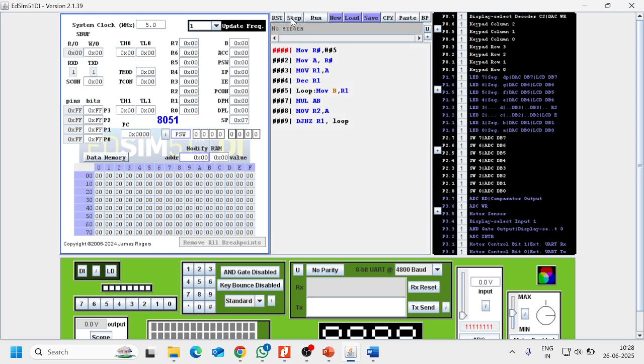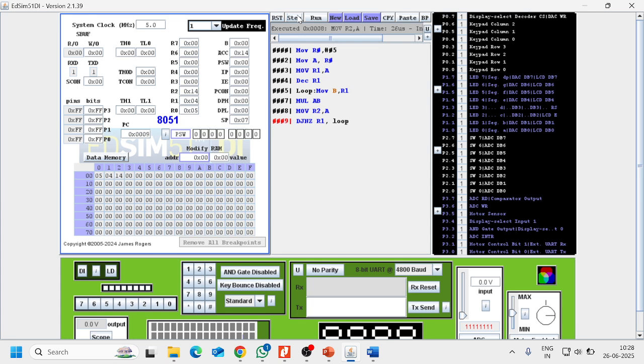Fine. Now let us see stepwise. Your R0 is 5 and the accumulator is also 5. Now A we are moving to R1, so R1 is also 5. Next you are decrementing it to 4. Then R1 is moved to the B register. Then first we are performing the multiplication operation in AB. So now it was 14. Now this is moved to the R2 register.